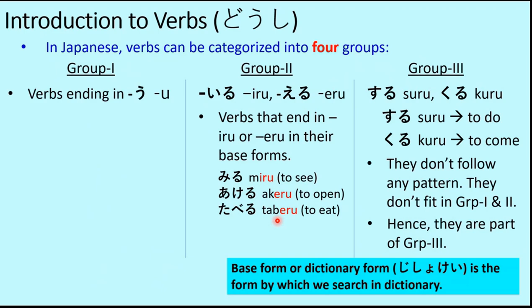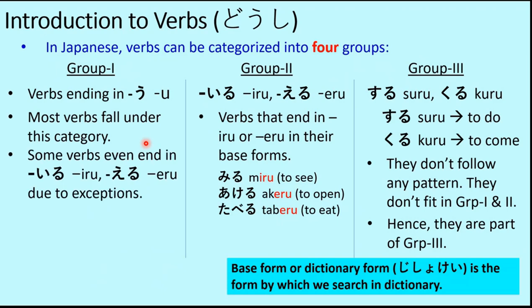Then we have group 1, in which we have verbs ending in the u sound. Most of the verbs of Japanese fall under this category. That's why this is the largest group, and that's why we looked at group 3 first, then group 2, and then we reach group 1, where most of the verbs will appear. Some verbs even end in iru and eru in this category of group 1 because of certain exceptions, which we will see in future lessons.